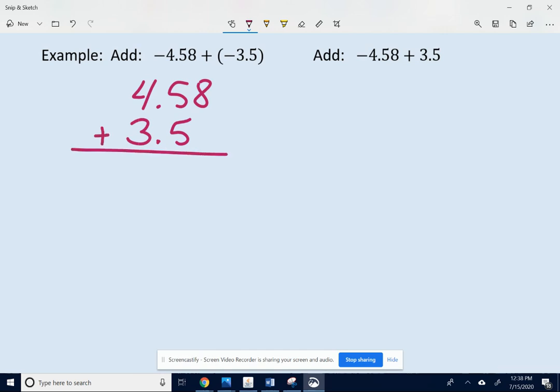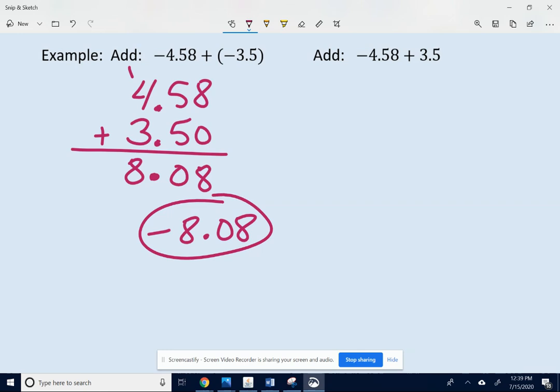So 4.58 plus 3.5, add 8. You could think of 0 there being there if you wanted to. 5 plus 5 is 10. And then 4 plus 1 plus 3 would be 8. Decimal point stays lined up in your answer as well. Okay, so 4.58 plus 3.5 is 8.08. But we know a negative plus a negative is a bigger negative. So we're going to write it as negative 8.08.